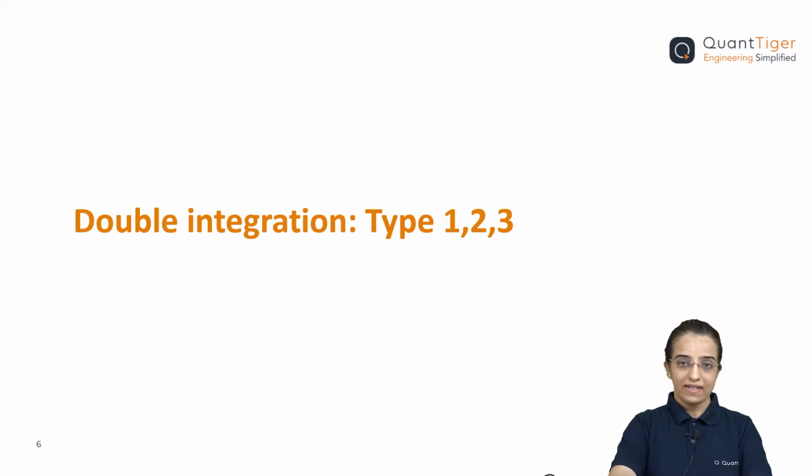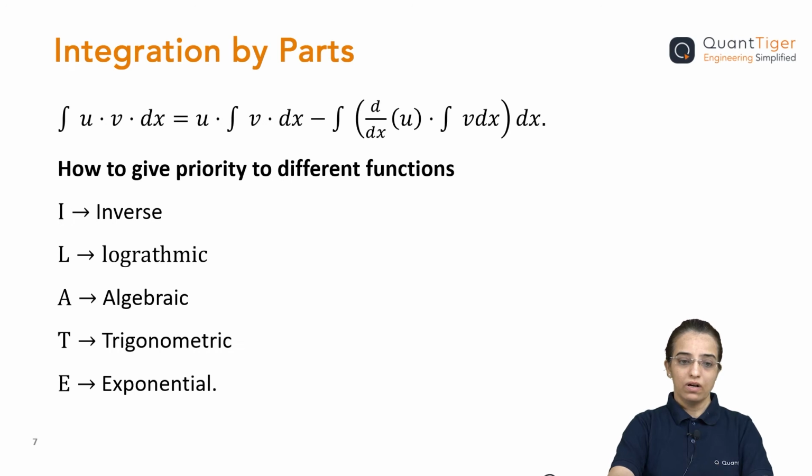As I said, depending on what the limit of that integration is, whether it is constant or whether it is a variable, those types have been made. We will be going through it in detail and we will be solving questions on it. But before we start with double integration, I want to take you through the integration by parts rule. This rule we have used also, but it is good to go through it because we will be using it quite often.